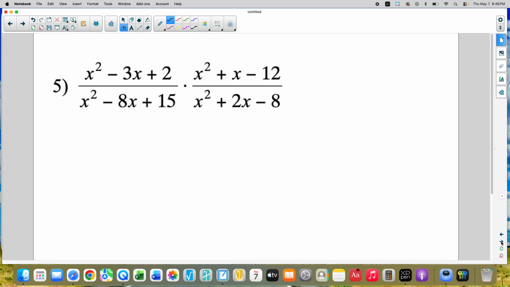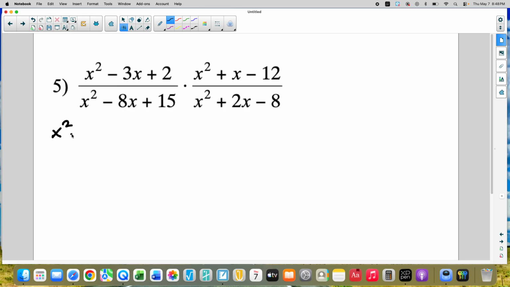All right, now we're multiplying. We've got some things being added and subtracted, and then we've got multiplication and things being added and subtracted. I can't cancel these. I can't cancel the x's. They're being added and subtracted. I need to turn this into multiplication. So I'm going to factor each one.